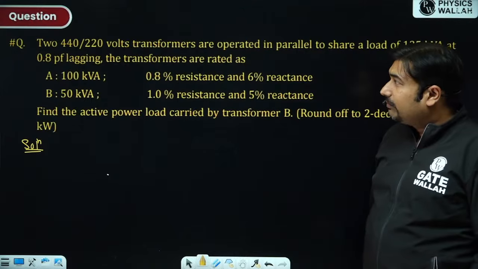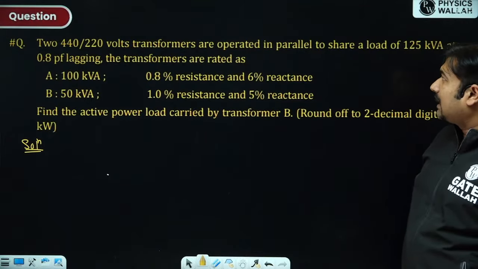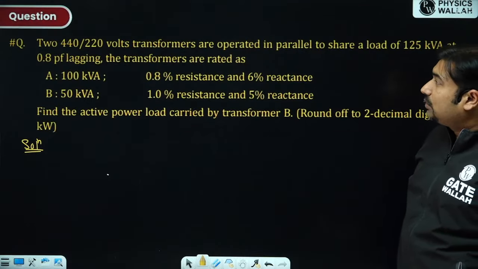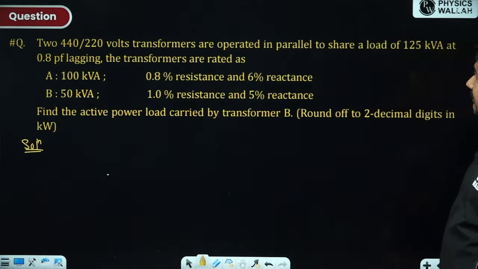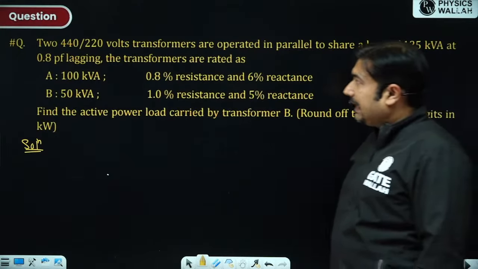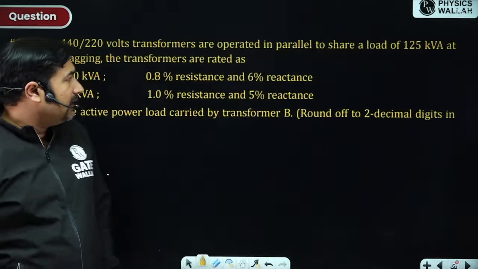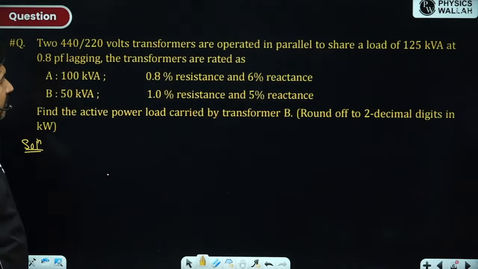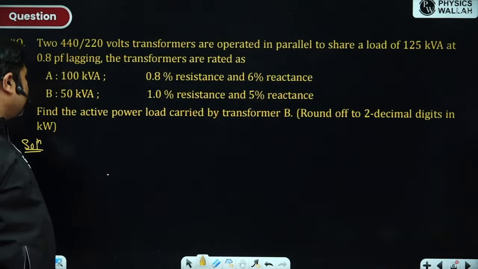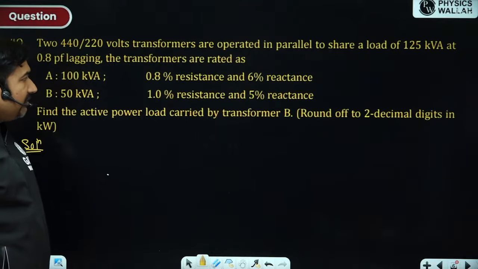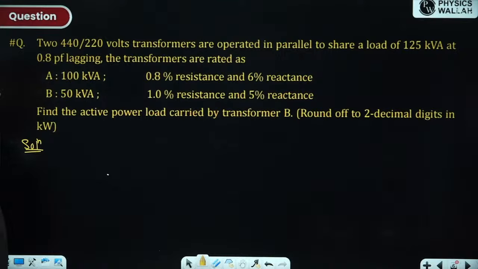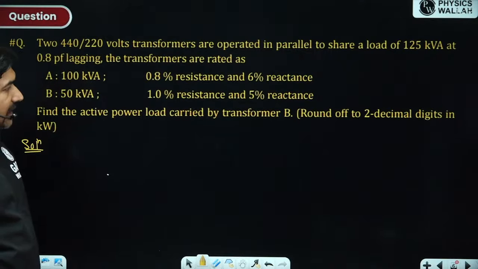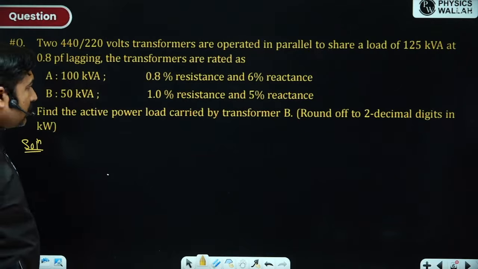Two 440 volt by 220 volt transformers are operated in parallel to share a load of 125 kVA at 0.8 power factor lag. The transformers are rated as 100 kVA, 0.8% resistance, 6% reactance, and 50 kVA, 1% resistance and 5% reactance. Find the active power load carried by transformer B. Round off up to 2 decimal digits.